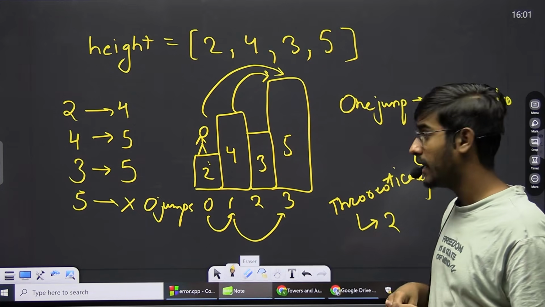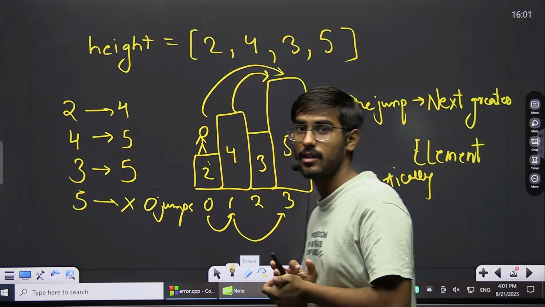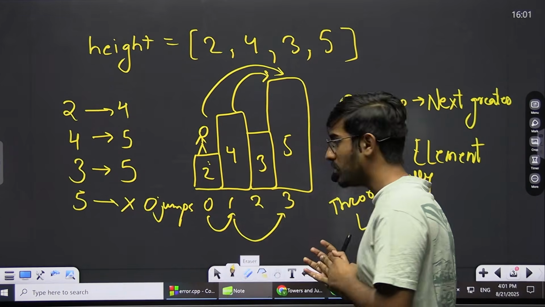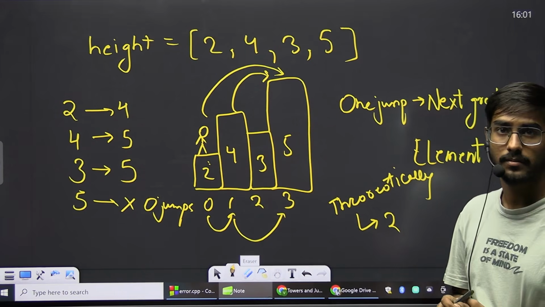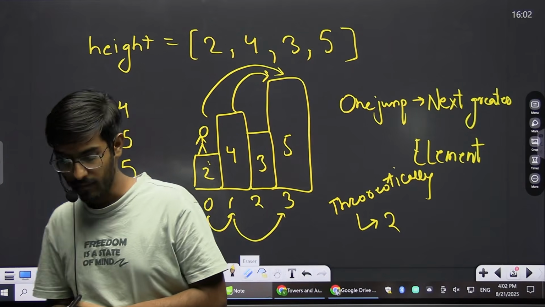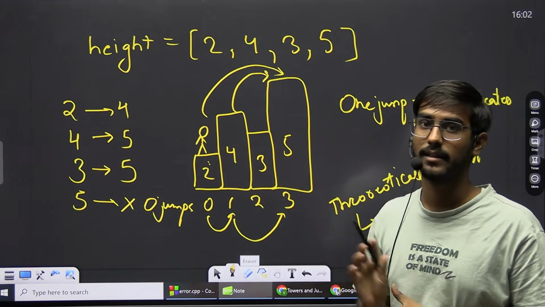Now let's try to calculate the maximum height which a person can reach. If we see here, for 1 jump, what do I have to find? Next greater element. Yes. For each jump I have to find the next greater element. If I have to find in 1 jump what will be the maximum height, I will find the next greater element.